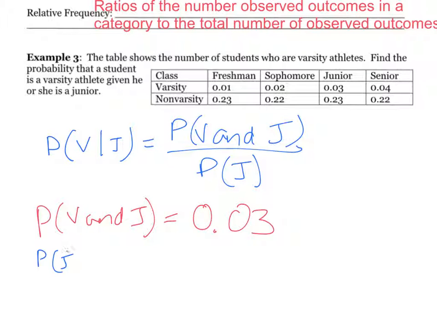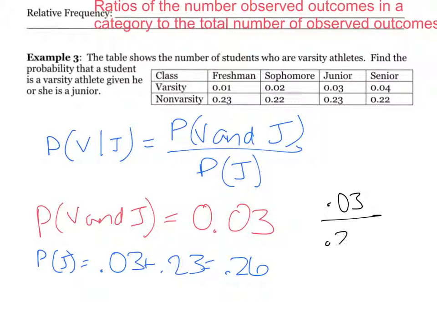Then the other information we need is the probability that they're a junior. For junior, we have two areas that are junior, so we're going to add those together. We have 0.03 plus 0.23, and that's going to give us 0.26. So now we can plug those into our final formula. We're just going to have 0.03 divided by 0.26, and that's going to give me 11.5% for the final answer.